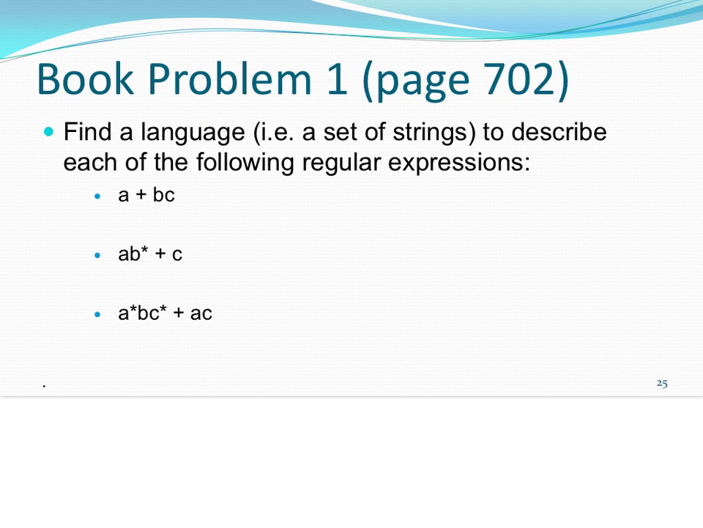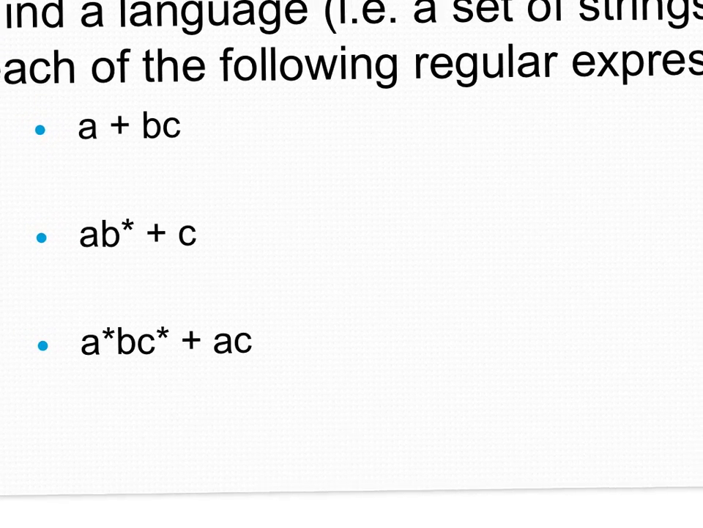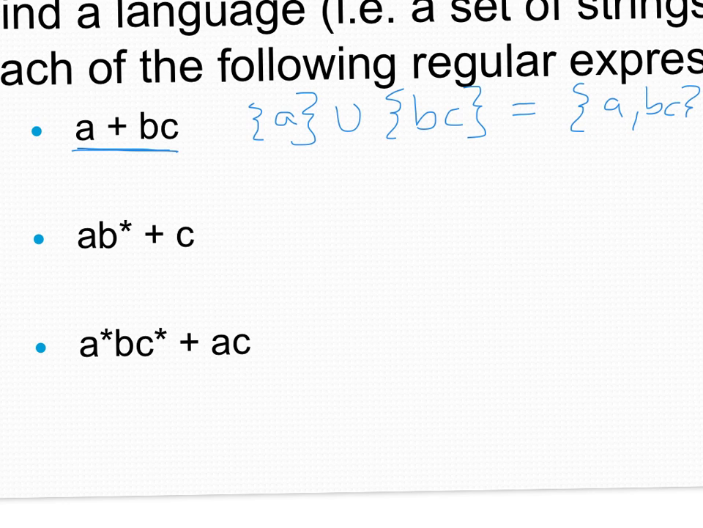It says find a language, that is a set of strings, to describe each of the following regular expressions. So let's see. Let me make this just a little bit bigger so we have some space. So the first regular expression that we have is this A plus BC. Keeping in mind that plus is union, this corresponds to the set A unioned with the set containing a single string BC. Or another way to write this is just A comma BC.